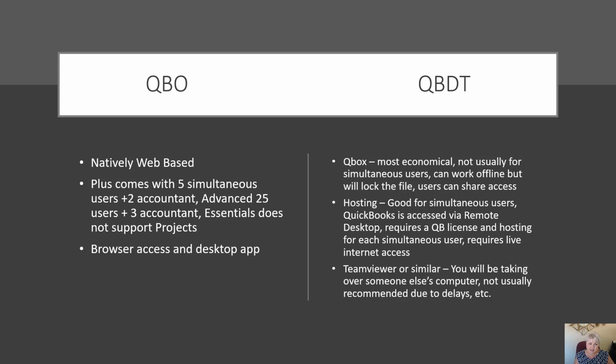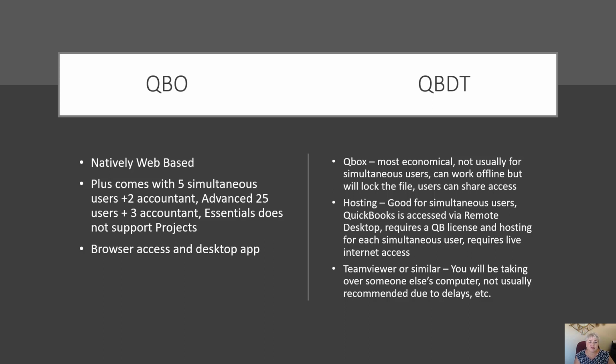With QuickBooks Desktop, it's based on your hard drive, so that is going to require some additional software in order to get you into a cloud-based situation. One of them, and the most economical, is called QBox by CoralTree, and you'll see some links down in the notes of how to get a hold of them. They are the most economical.